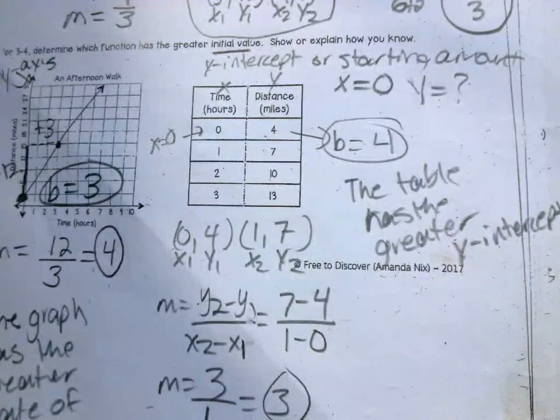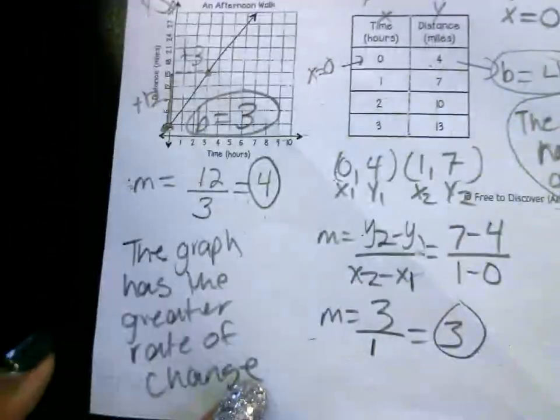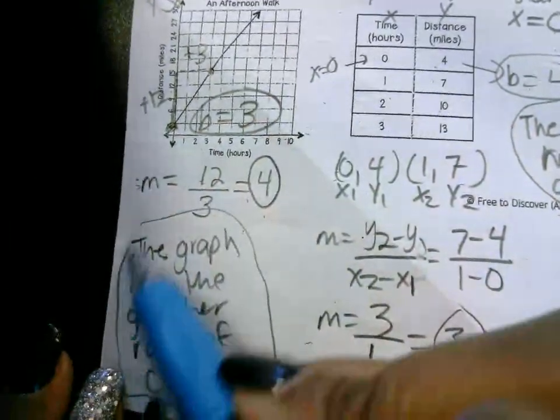Or initial value. So these are two answers. The table has the greater y-intercept, and the graph has the greater rate of change.